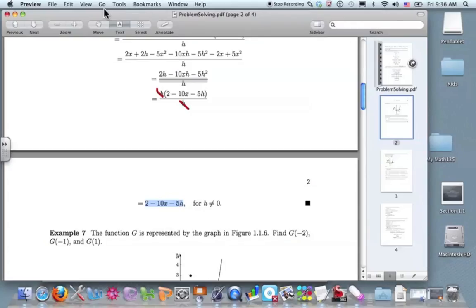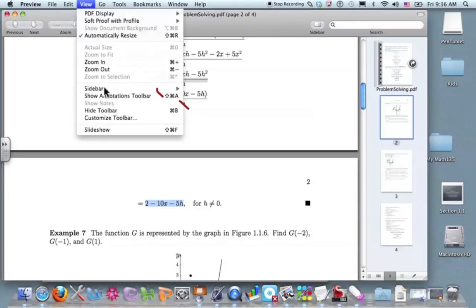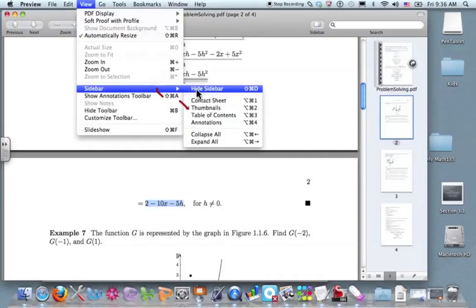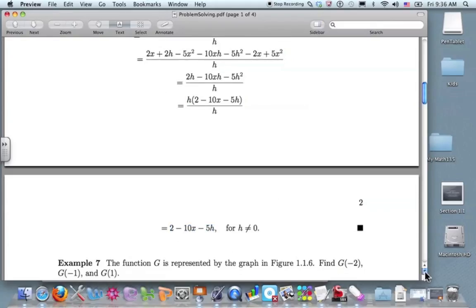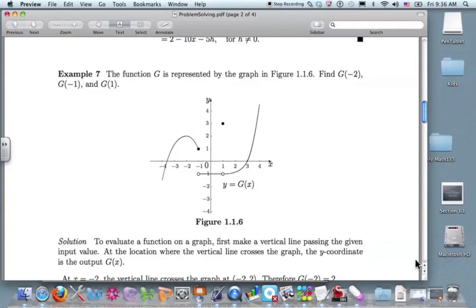Okay, so let's look at the next example. And that example concerned evaluating a function on a graph. So this time the function g is represented by the graph in figure 116. And we want to find g of negative 2 and g of negative 1 and g of 1.